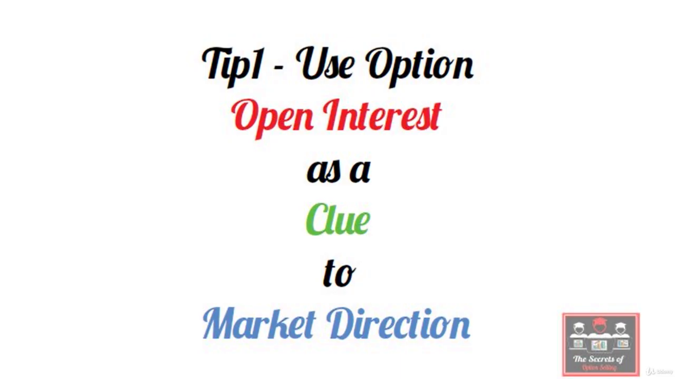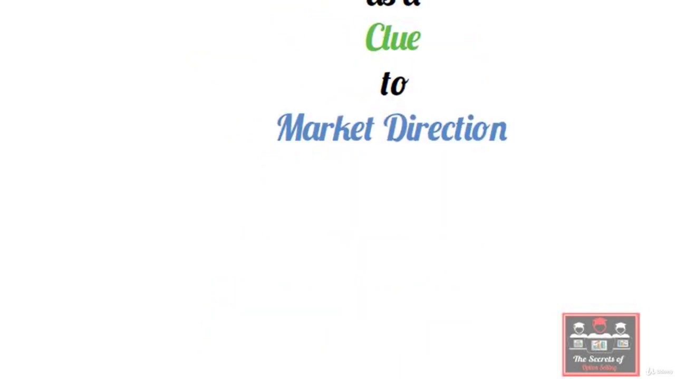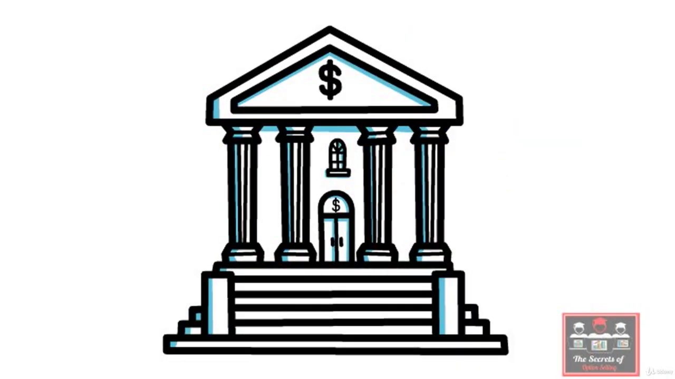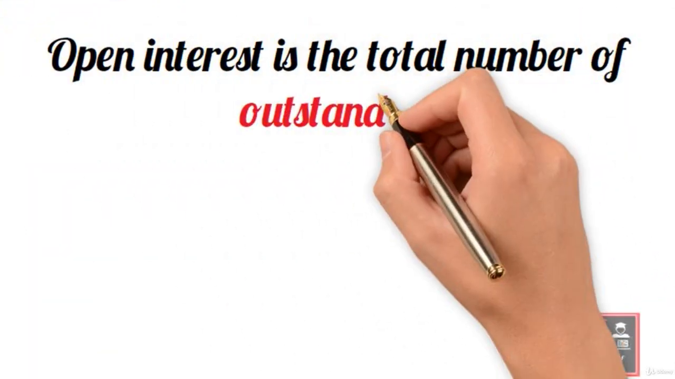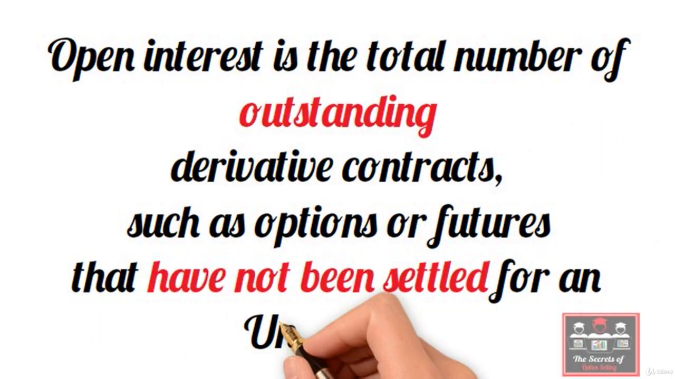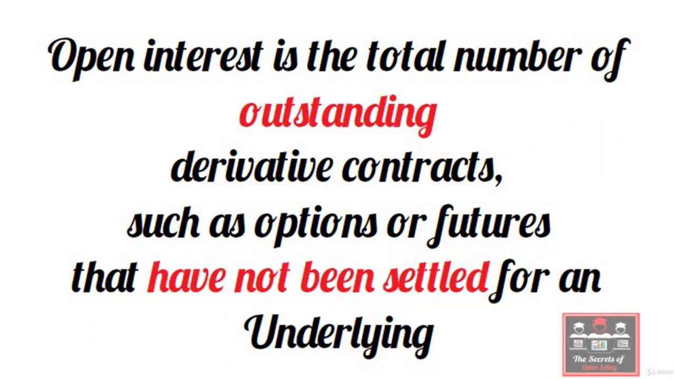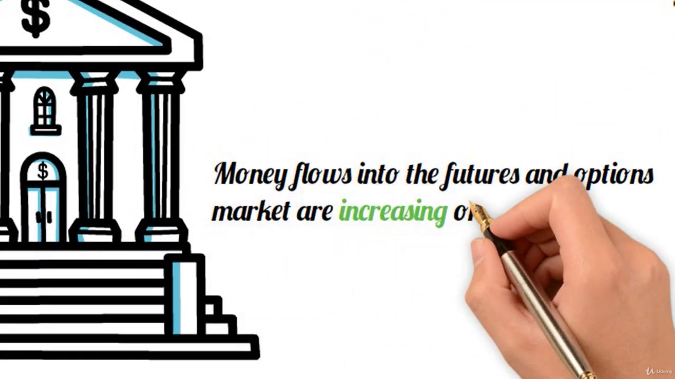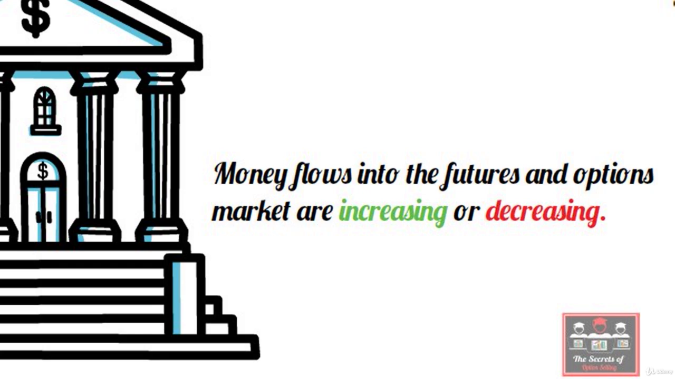First, understand what open interest is. Open interest is the total quantity of outstanding derivative contracts such as options or futures that have not been settled for an underlying. The total open interest does not count every buy and sell of the contract. Instead, open interest gives a more precise illustration of the options transaction movement and whether money flowing into the futures and option market is growing or declining. Using open interest to gauge public sentiment can be extremely valuable to an option seller.